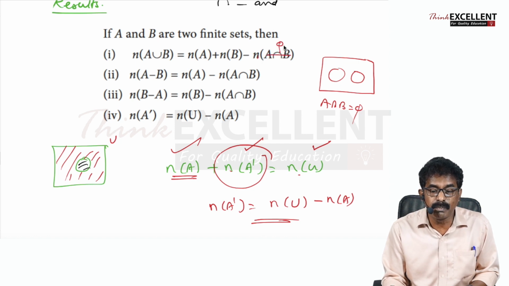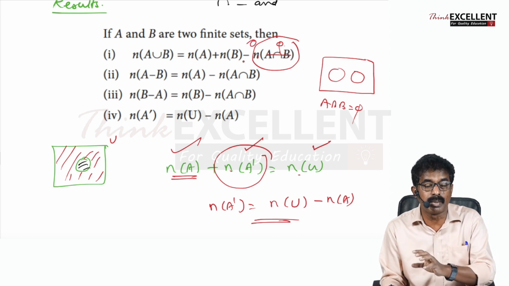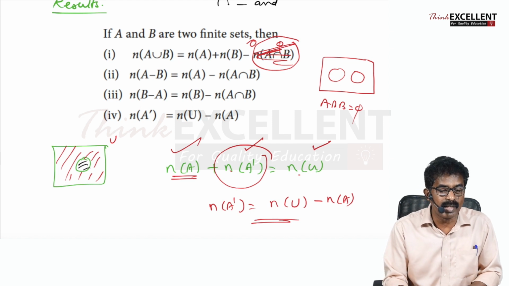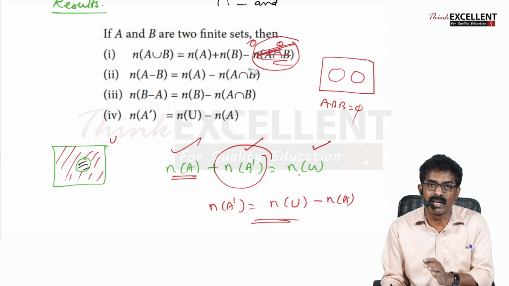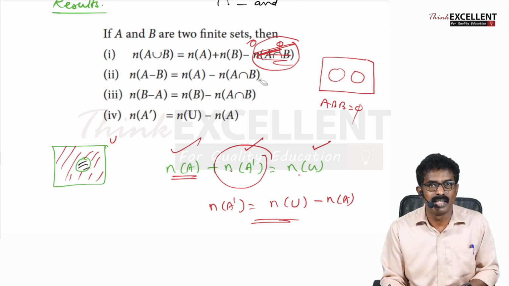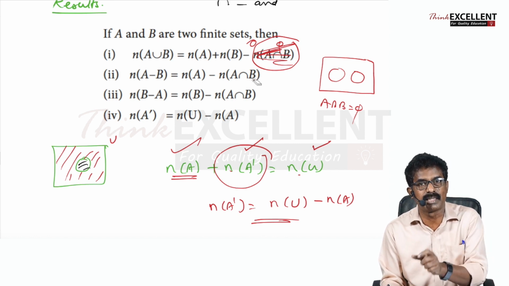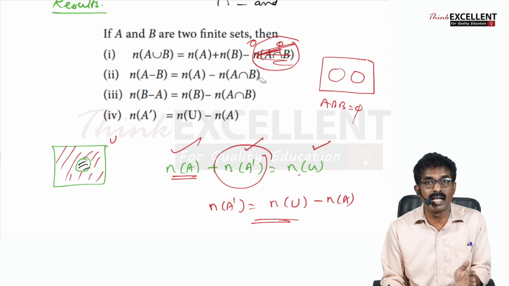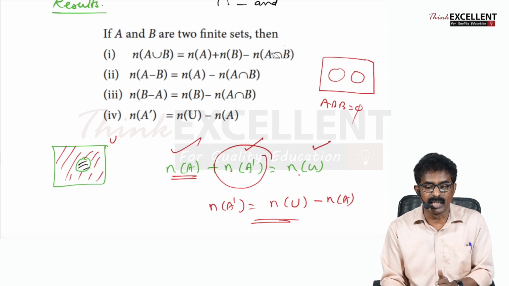Then N of the empty set, the number of elements in an empty set, is 0. So the last term becomes 0, so that won't be there. Your answer is N of A union B is equal to only N of A plus N of B. When there is a condition, not always. N of A union B equals N of A plus N of B only when the two sets are what? Disjoint. Nothing is common. Otherwise, N of A union B is N of A plus N of B minus N of A intersection B.